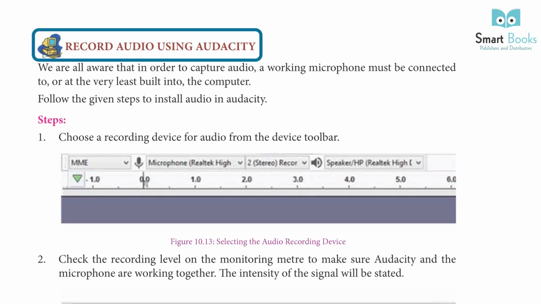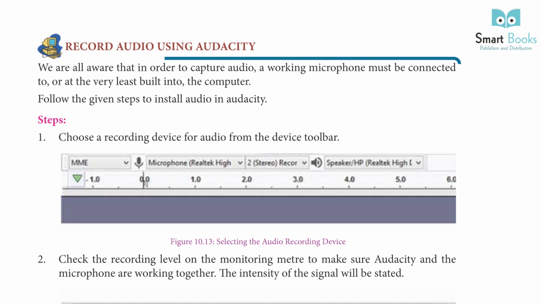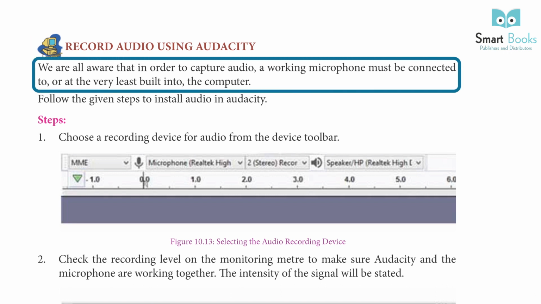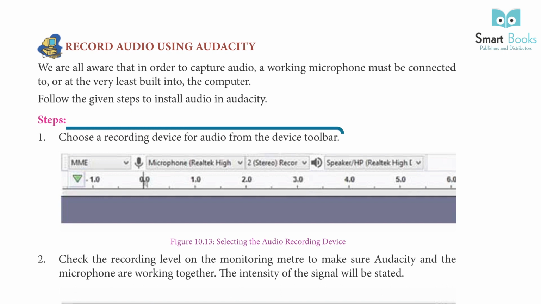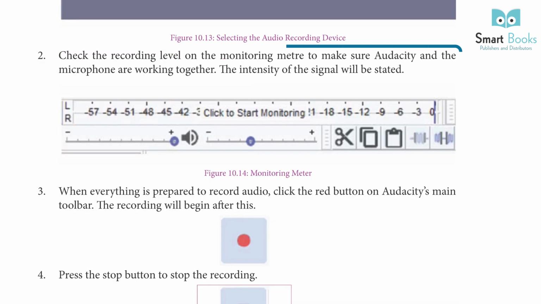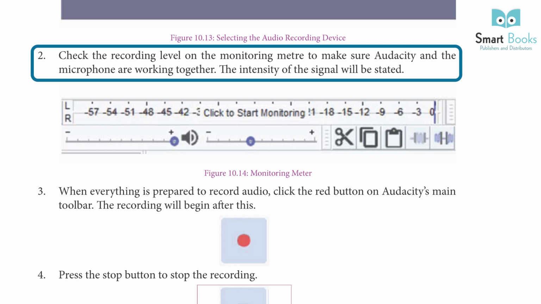Record audio using Audacity. We all are aware that in order to capture audio, a working microphone must be connected to, or at the very least built into the computer. Follow the given steps to record audio in Audacity. Steps 1. Choose a recording device for audio from the device toolbar. 2. Check the recording level on the monitoring meter to make sure Audacity and the microphone are working together.